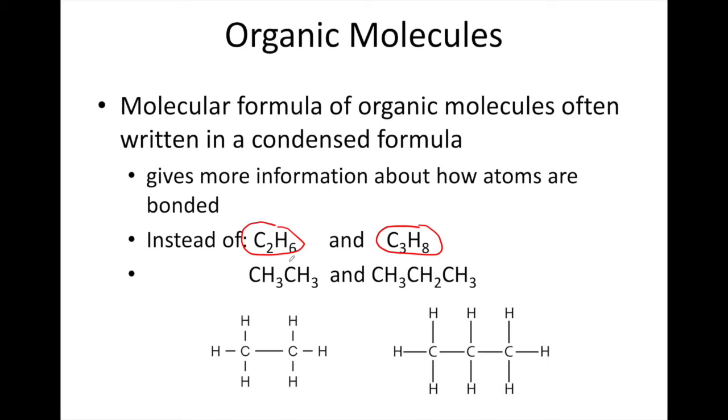The condensed formula for C2H6 would look like this, CH3CH3. That's because in the dot structure we have a carbon bonded to 3 hydrogens, so a CH3, and that carbon's bonded to a second carbon with 3 hydrogens, so CH3. So CH3CH3.